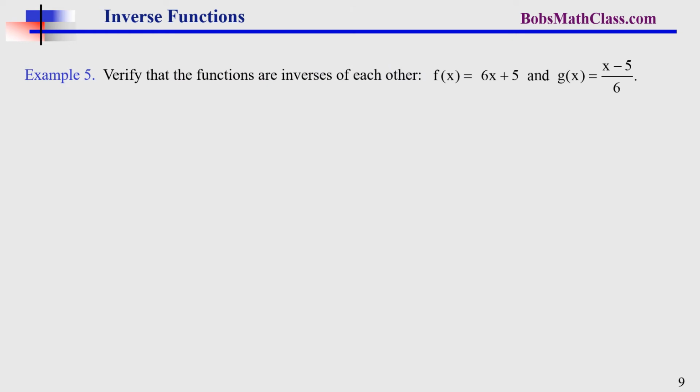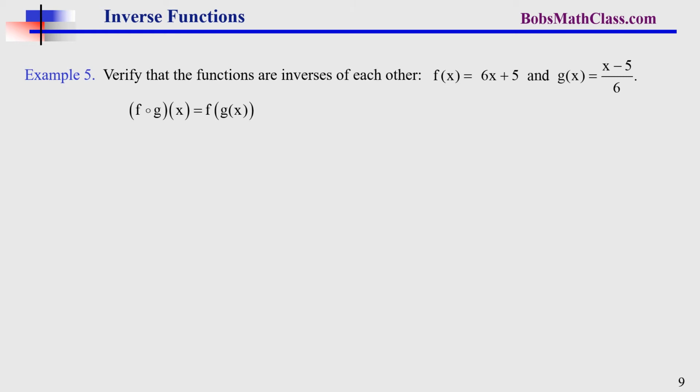Okay, so here's our example. Verify that the functions are inverses of each other. So here are our two functions. f of x equals 6x plus 5, and g of x equals (x minus 5) over 6. On the previous slide, we said that the composition is always equal to x. So that's what we're going to do. We're going to do f of g of x, and then we're going to go back and do g of f of x.